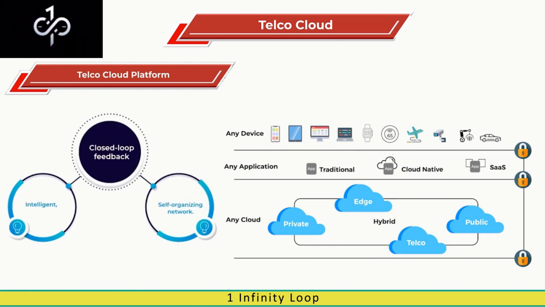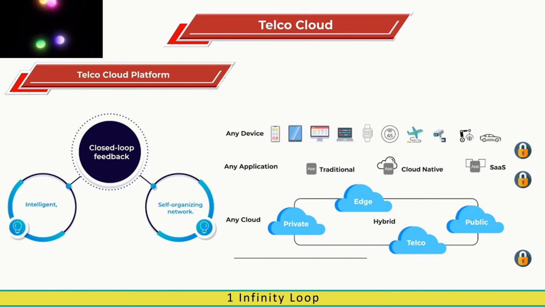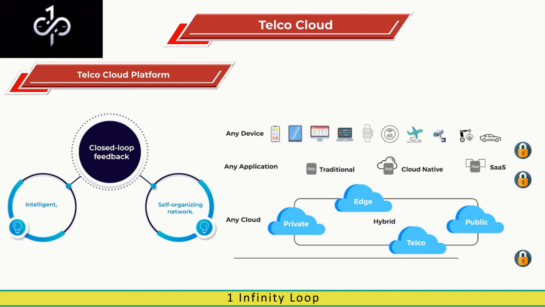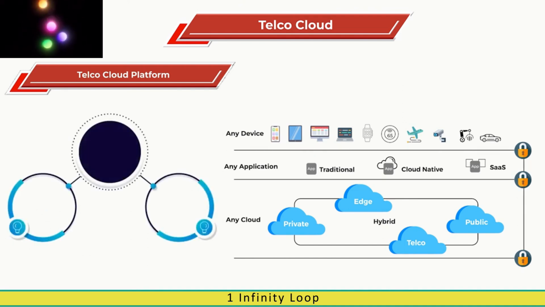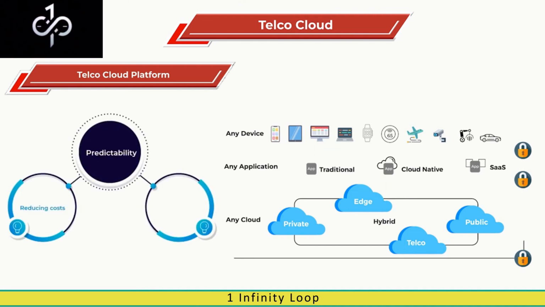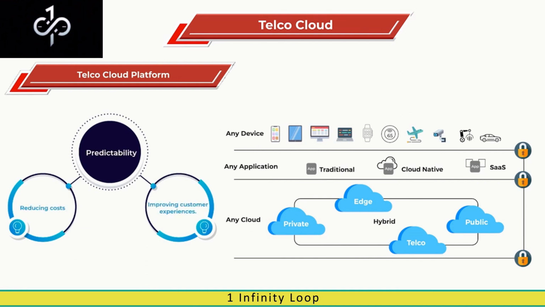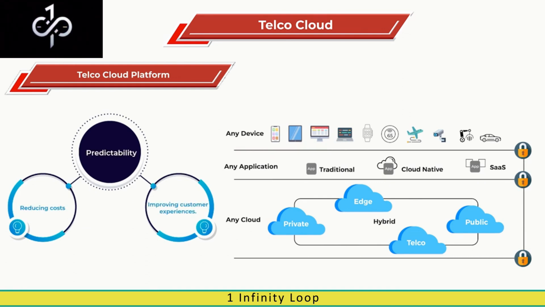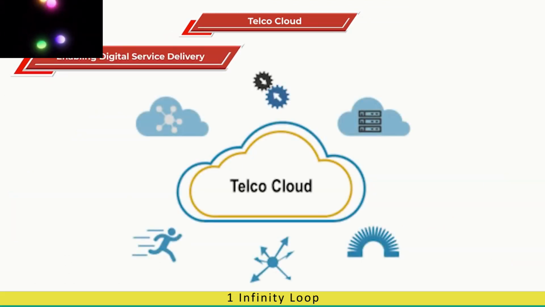Real-time monitoring and assurance to end-to-end services across a multi-cloud environment creates an intelligent, self-organizing network. Next is predictability. Applying artificial intelligence and machine learning can help future-proof a modern network while continually reducing costs and improving customer experiences. Providers building a telco cloud are building a single cloud environment that supports the creation and delivery of next-gen services with guaranteed performance and availability.